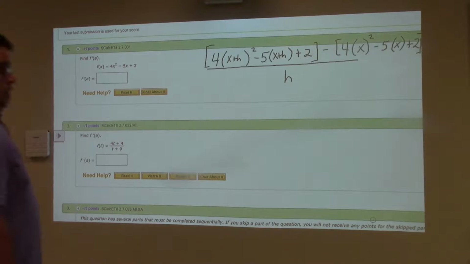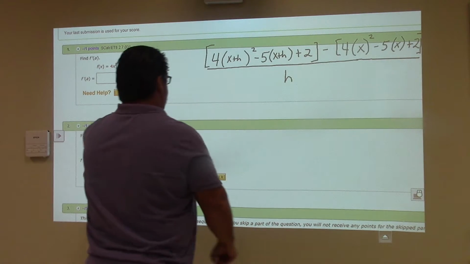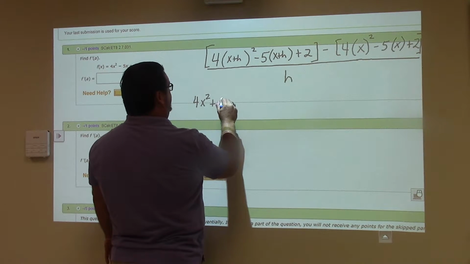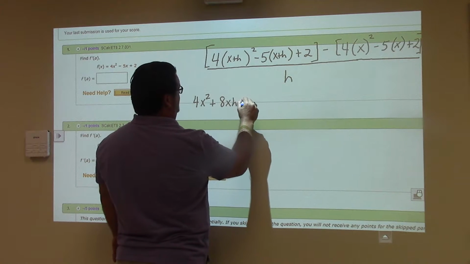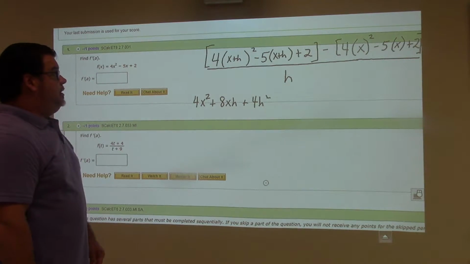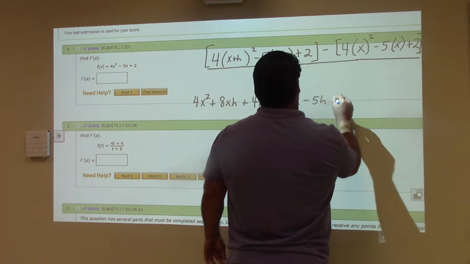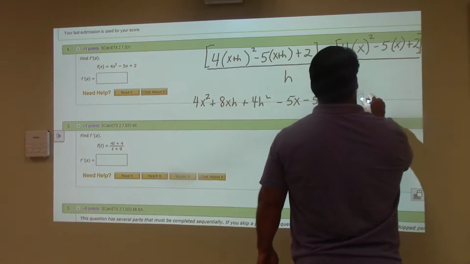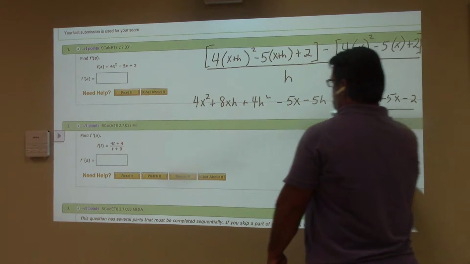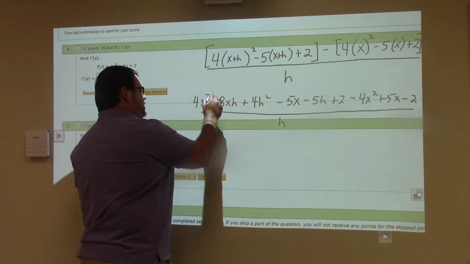So, that's what it looks like. Now all you have to do is rely on your algebra skills, right? 4x squared plus 8xh plus 4h squared. I skipped a couple of steps. Minus 5x minus 5h plus 2 minus 4x squared plus 5x minus 2 over h. 4x squared, what happens to the 4x squared?